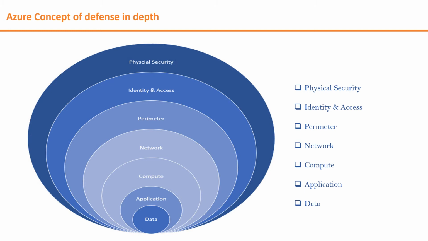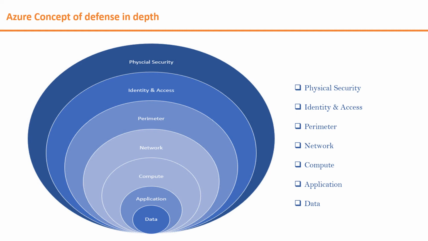Second layer is identity and access. All Azure resources are governed and controlled through Azure Active Directory, which is a central identity plane. Further, you can control access to your Azure resources using role-based access control. Users can be granted higher privileges just in time using Azure Privileged Identity Management.